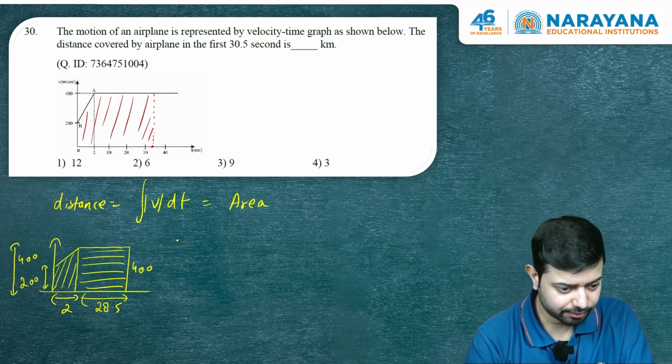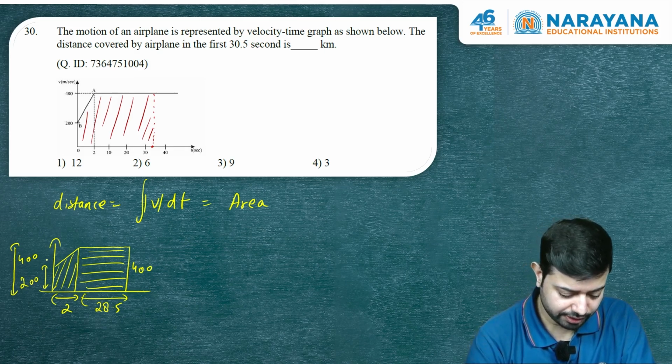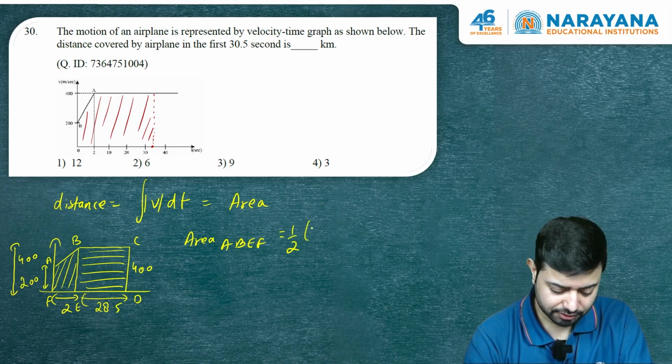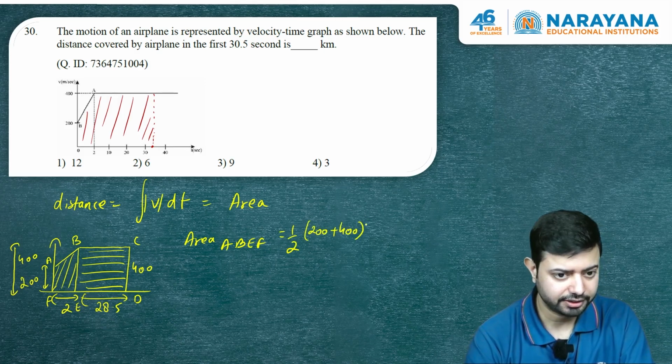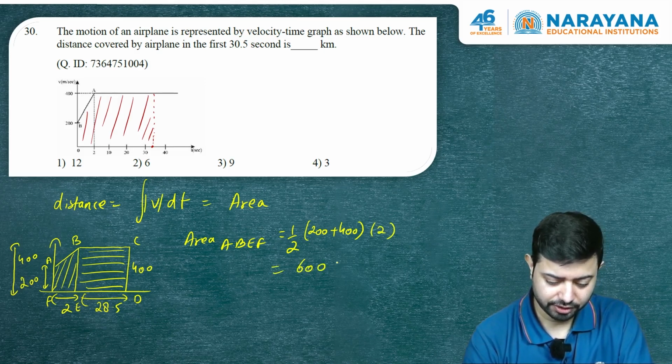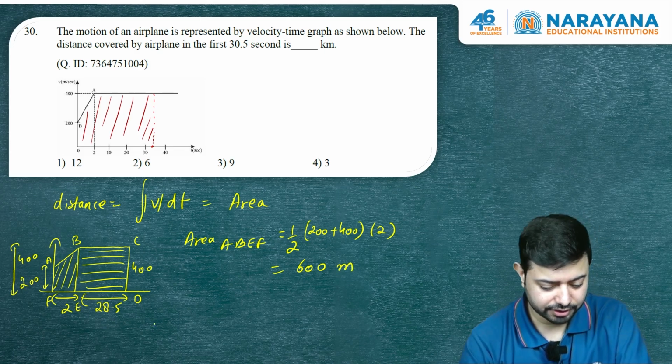So, let us find the area. Area of the trapezium, you can name it A, B, C, D, E and F. Whose area am I talking about right now? A, B, E, F: half into the sum of parallel sides, which is 200 plus 400, into the height between the two parallel sides, what is the distance? 2. So how much is this? 600 meters, SI unit.